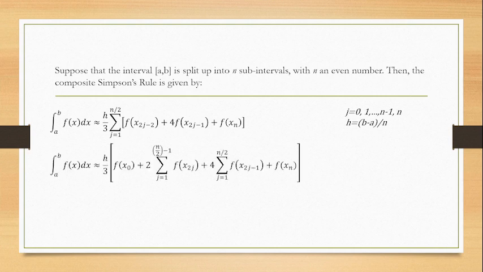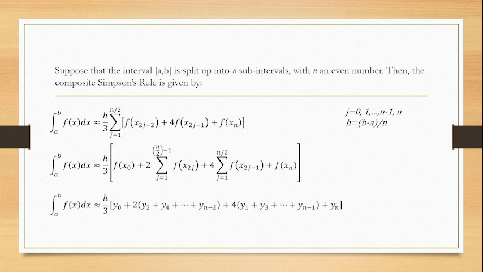Expanding this formula, we have h over 3 multiplied by f of x sub 0 plus 2 times the summation of f of x sub 2j, where j is from 1 to n over 2 minus 1, plus 4 times the summation of f of x sub 2j minus 1, where j is from 1 to n over 2, plus f of x sub n.